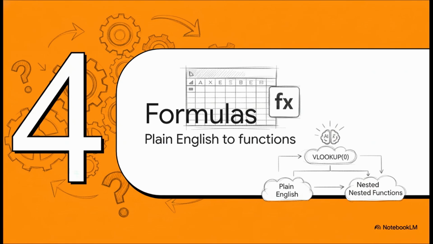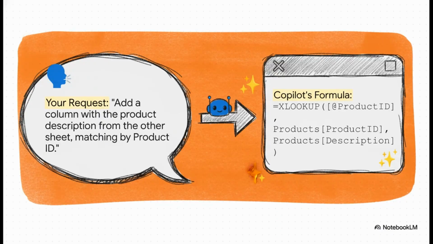Okay, let's talk about what might just be the biggest game changer of all, formulas. If you've ever felt that pit in your stomach when someone mentions VLOOKUP or nested functions, then this next part is for you. I mean, just look at this. It says it all, right? You just describe what you want to do in plain English, and Copilot spits out the perfect formula. But here's the kicker. It's not just a cheat code, it's a learning tool. You can actually ask it to explain how that formula works, so you get better at Excel while you're working.